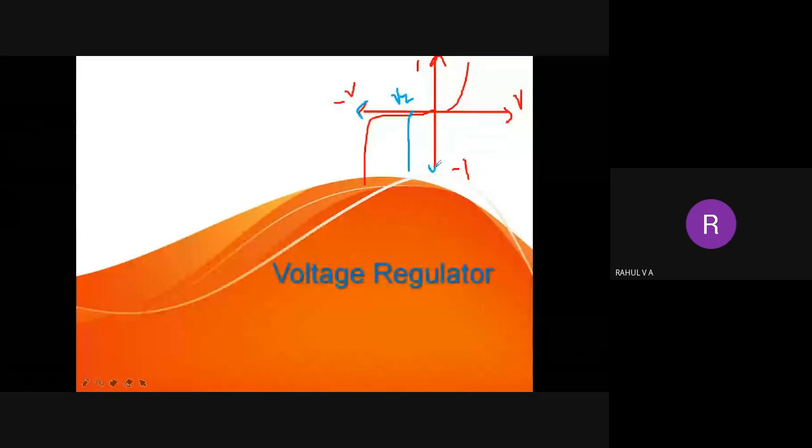Okay, so look at this plot. After VZ, first I am applying negative 1 volt, nothing happens, no current flows. Negative 2 volt, nothing happens. Assume VZ is 5.1, I am applying negative 5.1 volt, breakdown occurs, and after that there is no increase in the reverse voltage. However much we increase the voltage, after 5.1, whether we give 6, 7 or 8, the voltage is not increasing. But what is increasing? Current is increasing.